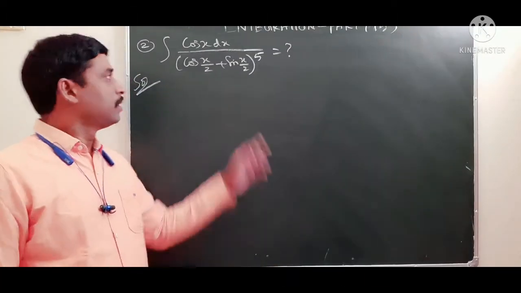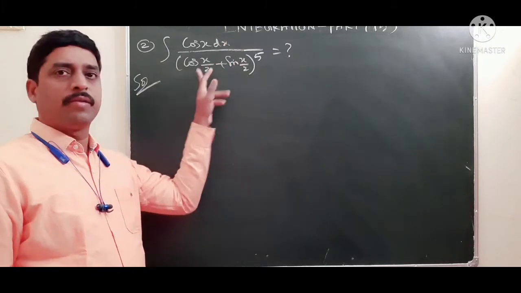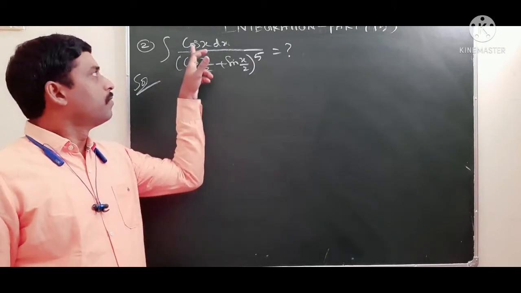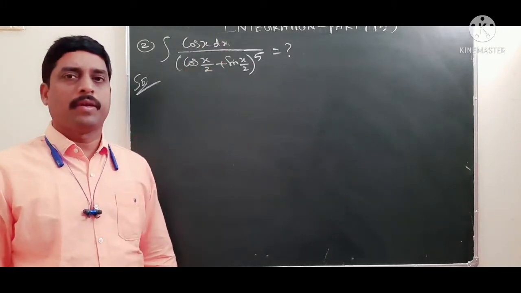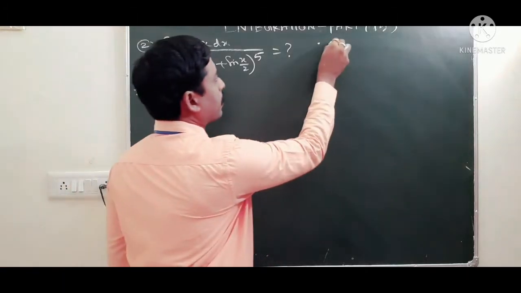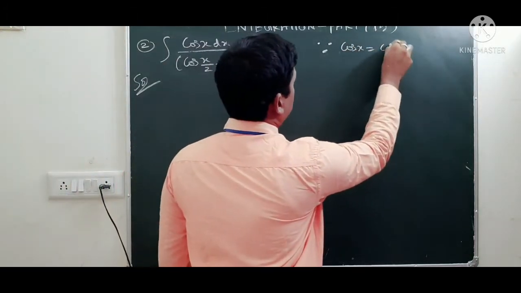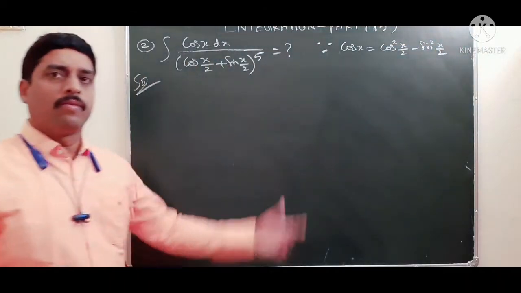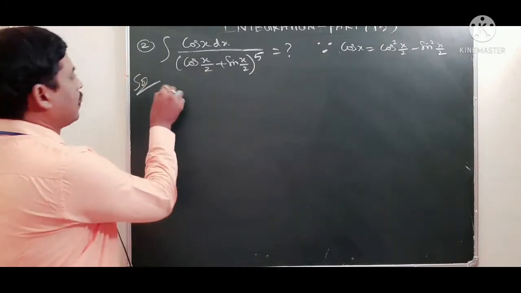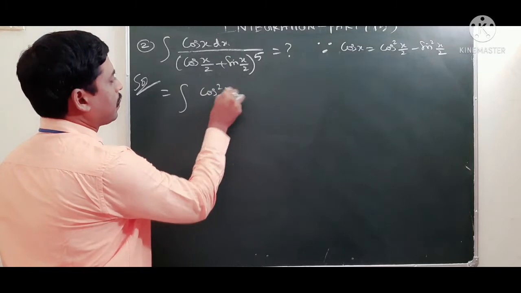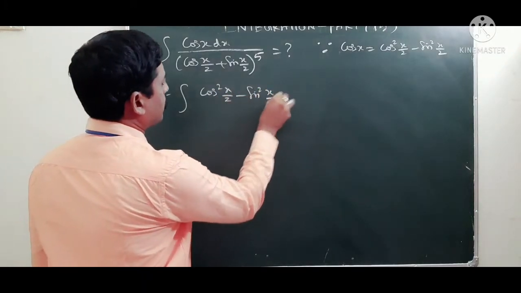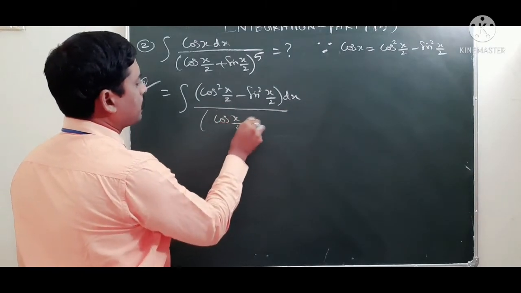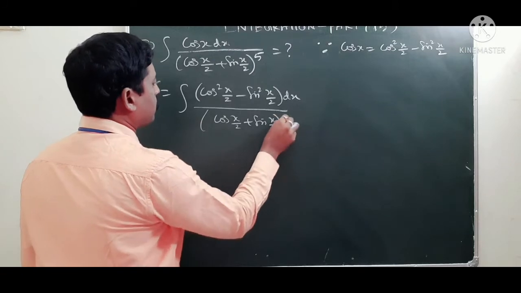Let us go to the next problem. Integral cos x dx by (cos x by 2 plus sin x by 2) whole to the power 5. We know the formula cos x is equal to cos² x by 2 minus sin² x by 2. We should apply that formula. Integral (cos² x by 2 minus sin² x by 2) dx upon (cos x by 2 plus sin x by 2) whole to the power 5.